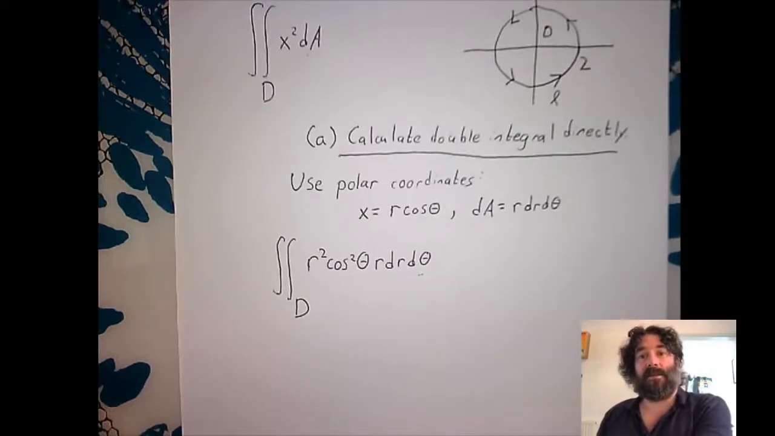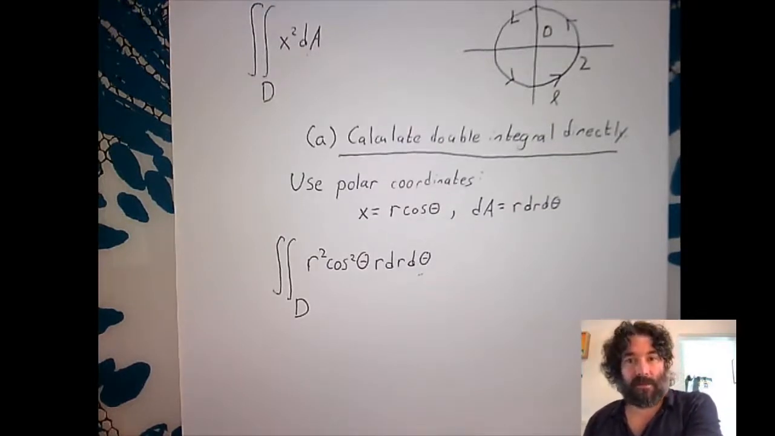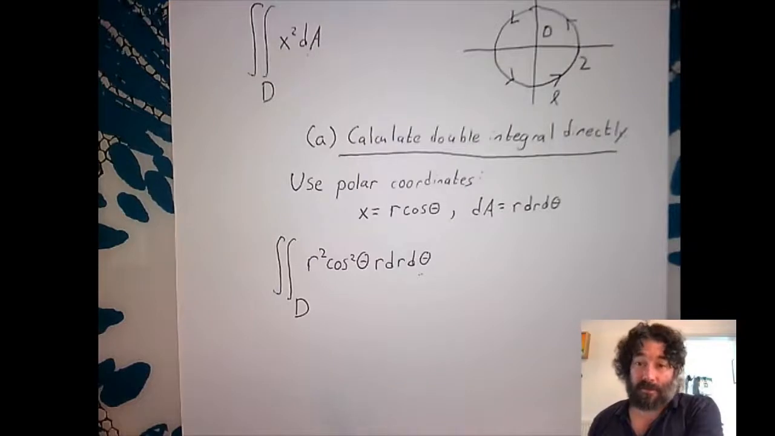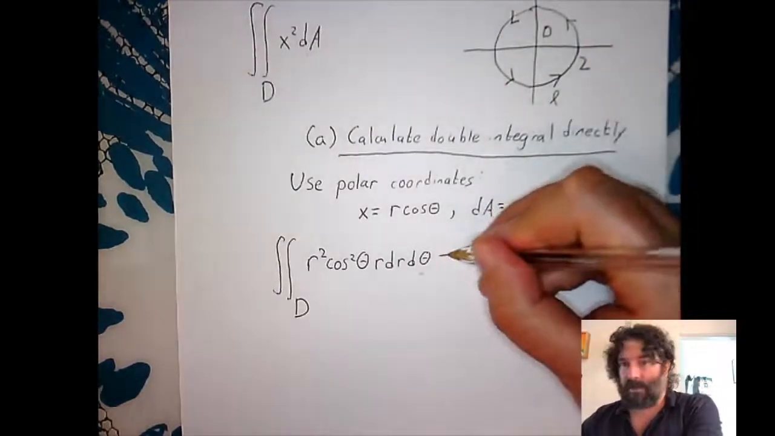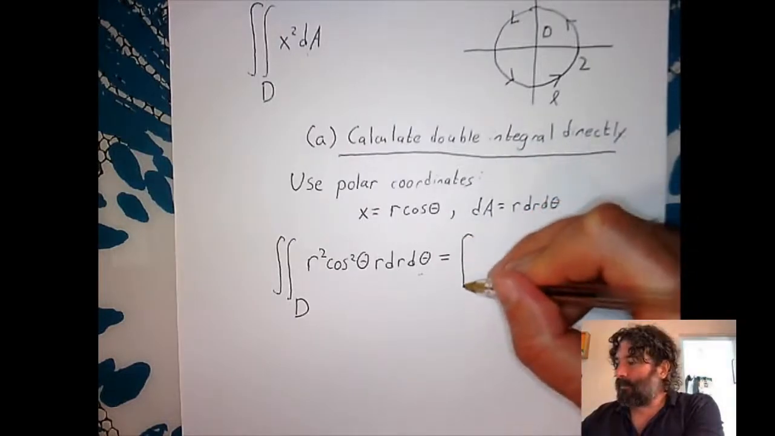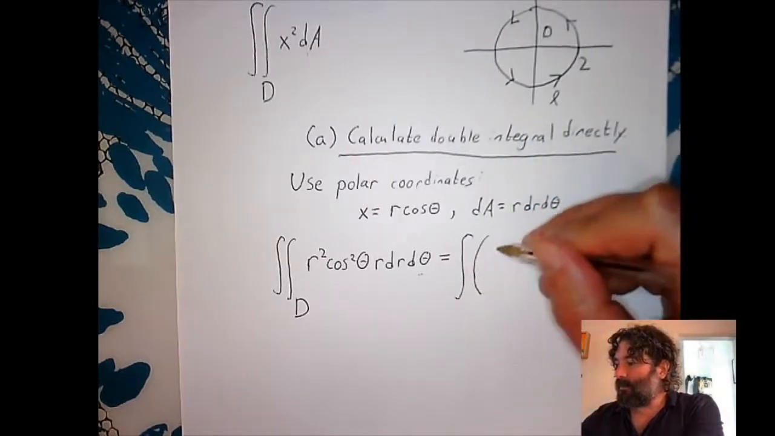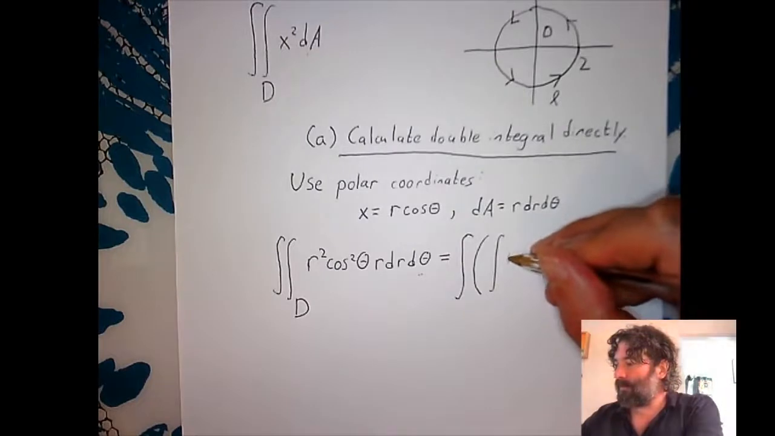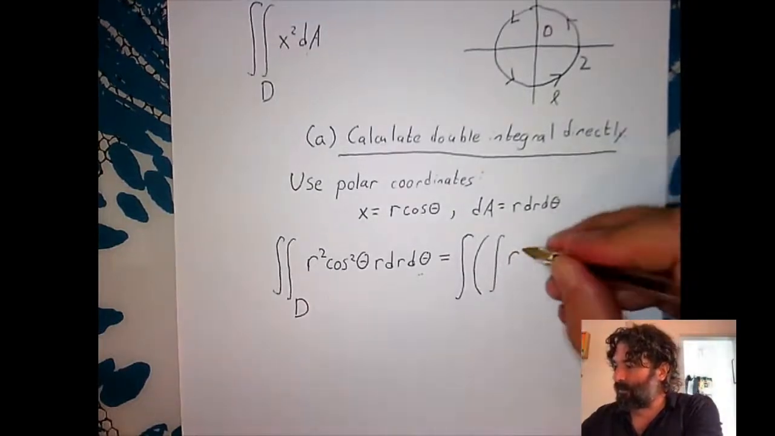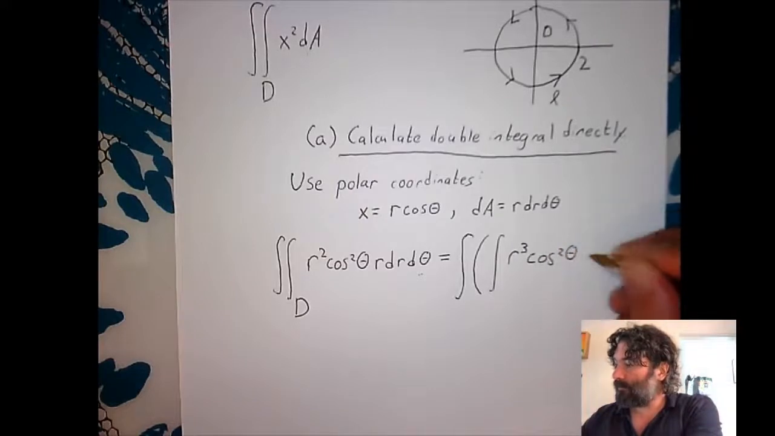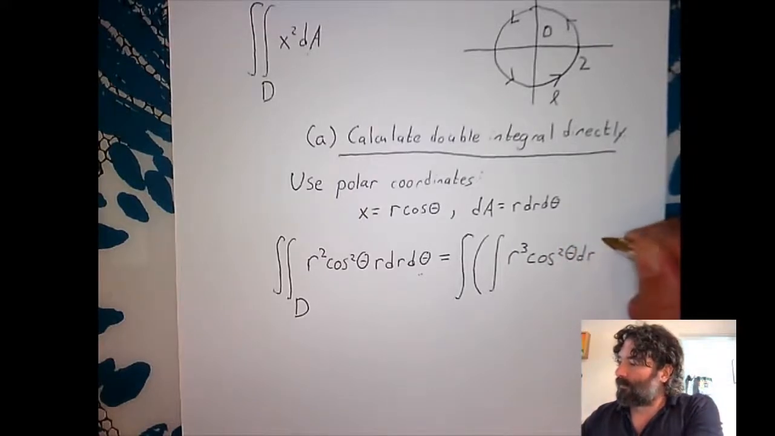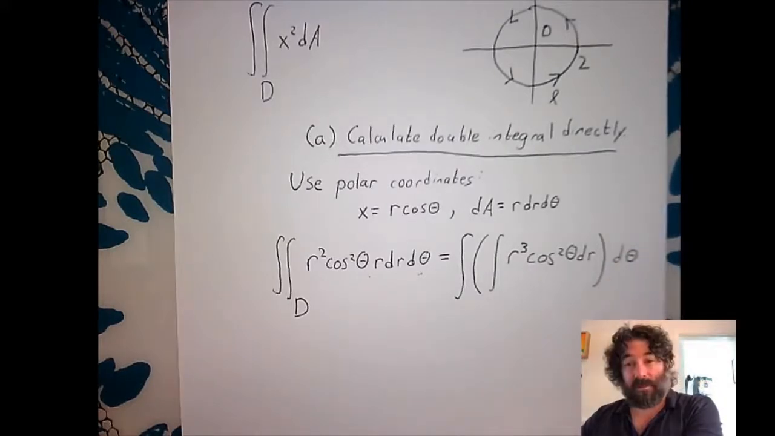Okay, and so to calculate this, we convert it to an iterated integral. We also need to know the limits of integration when we want to integrate over this disk of radius 2. So let's first write the double integral without the limits. Combine the r squared and the r, which becomes r cubed, and then cosine squared theta. The inner integral will be with respect to r.